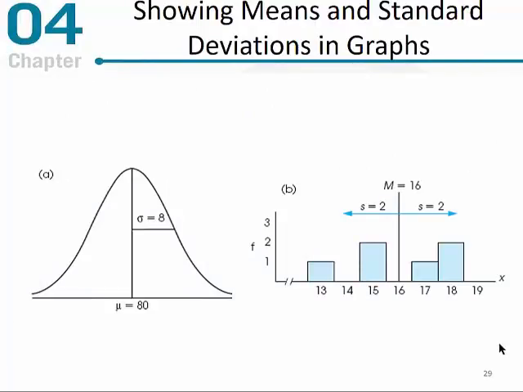For both populations and samples, it is easy to represent the mean and the standard deviation. The vertical line in the center denotes the location of the mean, and then a horizontal line to right, left, or both denotes the distance of one standard deviation. So here you can see the means are represented by the red lines and the standard deviations by the horizontal lines.